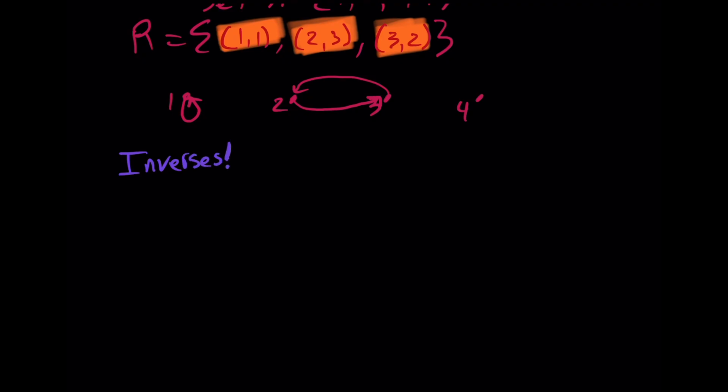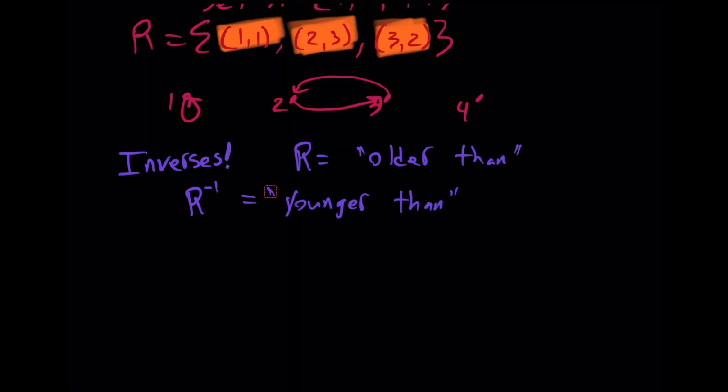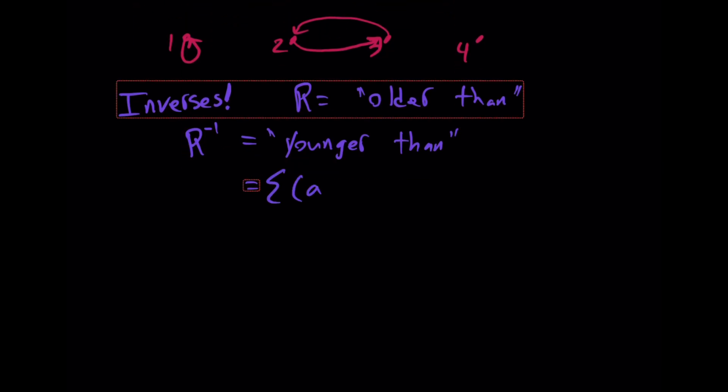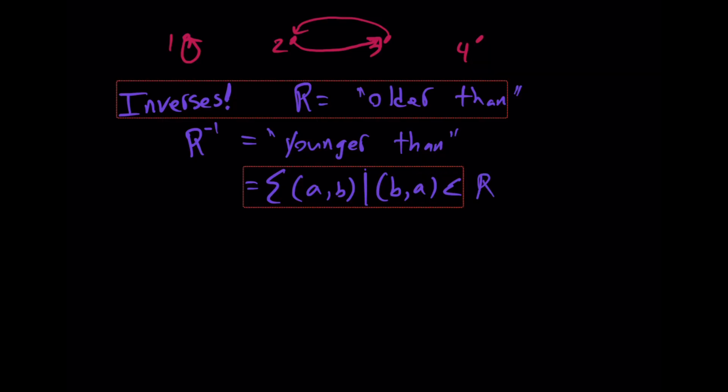You have inverse relations. So consider R being the relationship older than. But that relation has an inverse. We'll say R to the negative 1 would be younger than. Or in other words, we can say it's equal to the set of pairs lowercase a comma b such that lowercase b comma a is a member or element of R.